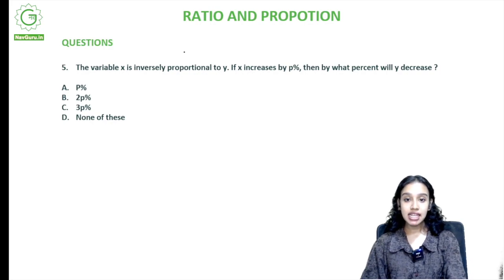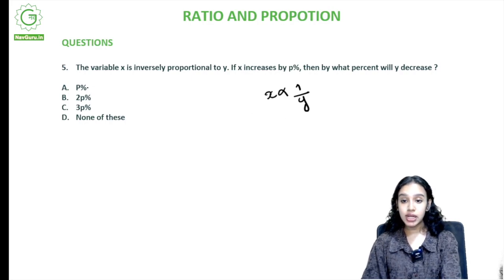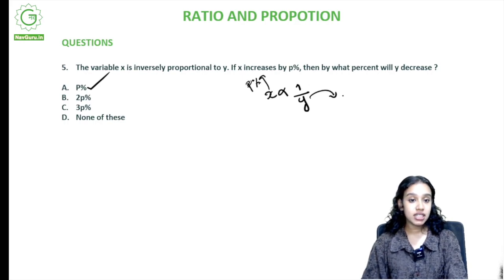The variable X is inversely proportional to Y, right? If X is increased by P%, then by what percent will Y decrease? The answer is very simple, which is P%. Why? Because when X is increased by P%, Y will decrease by P%.